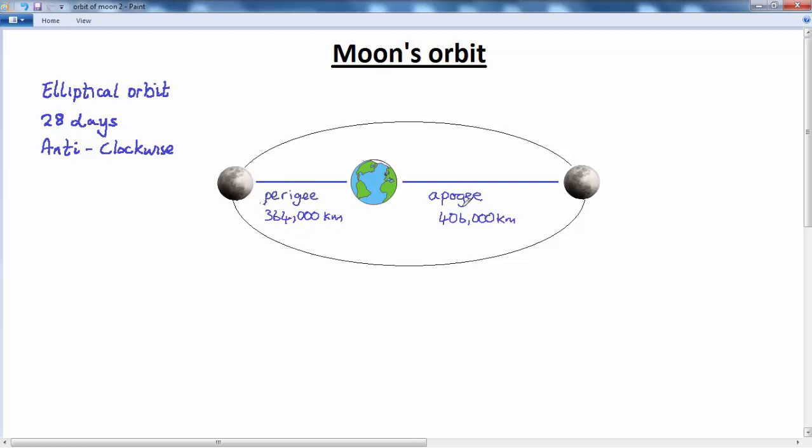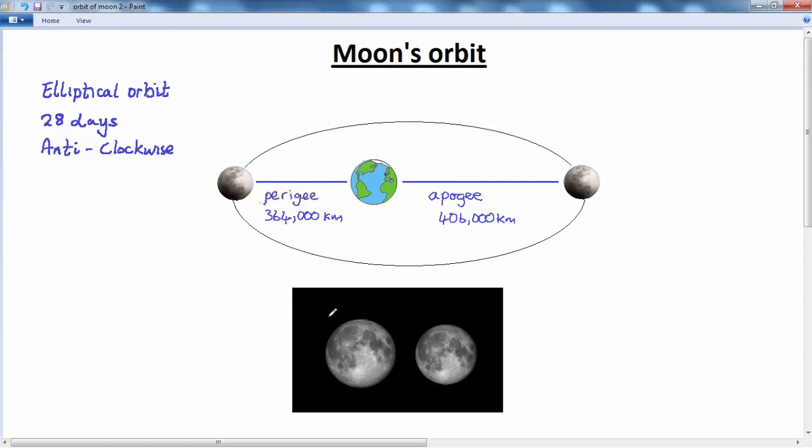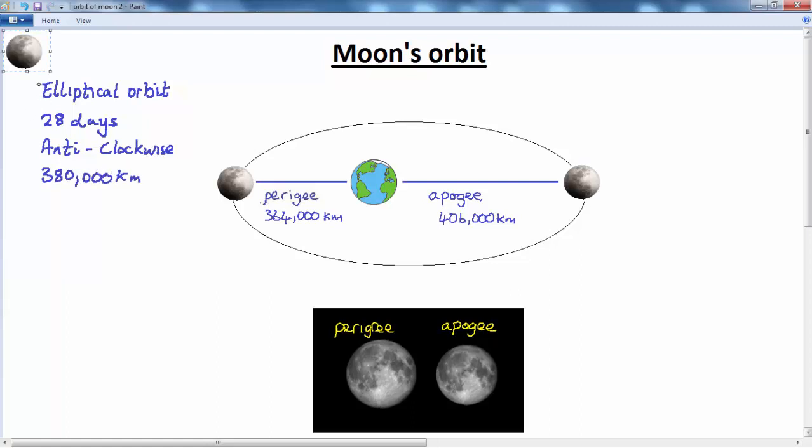So as a result of that, as we view the Moon from the Earth, its size or diameter appears to change. Here we view the Moon as it is in its perigee when it's nearest to the Earth. And here we see the Moon as it is in its apogee when it's furthest from the Earth. So because the distance from the Earth to the Moon is constantly changing, we often have to talk about the average distance. And the average distance is approximately 380,000 kilometers.